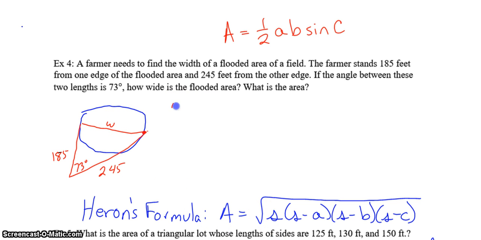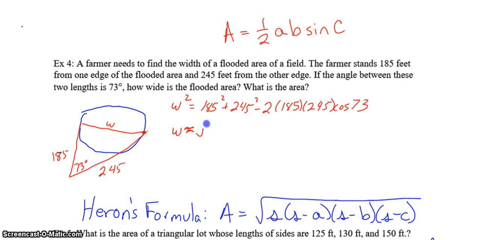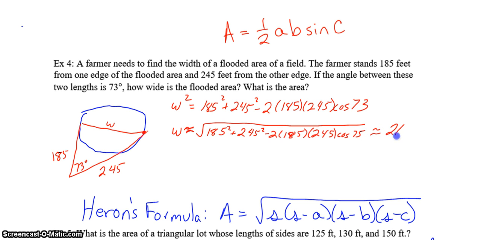So that width, the opposite side squared, is the sum of the squares of the other two. So that's 185 and 245 squared minus 2 times their product times the cosine of the angle. And when we solve that, w equals the square root of all of that gobbledygook. I know I simplified first, doing some of that multiplication, squaring, and adding, but you don't have to. It just makes what you have to type in a little bit nicer. If you don't, you get the same thing, and we'll end up with a length of 260.3 feet.